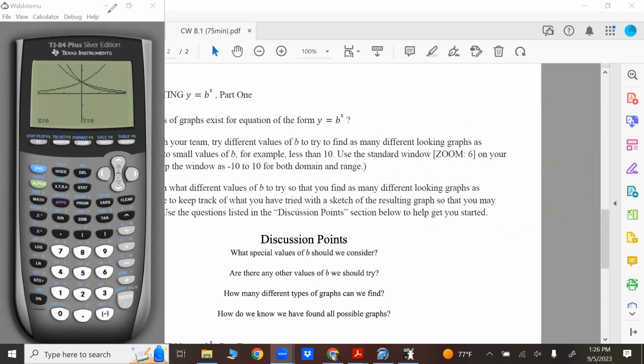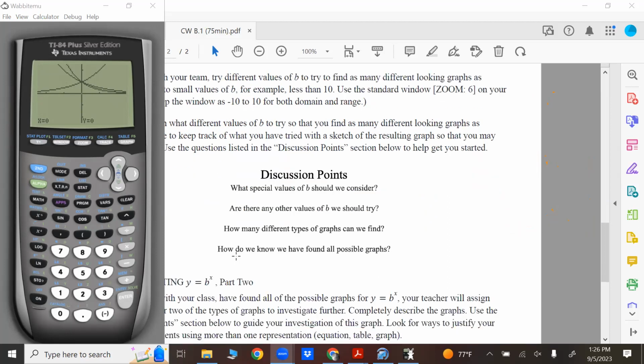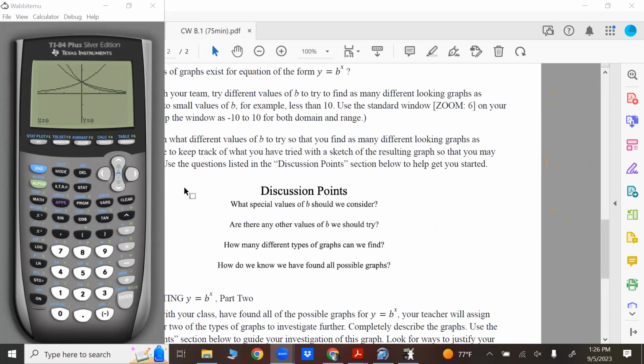All right. So that's generally what's happening with these functions. Another thing I want to ask you guys: how come B can't be 1?